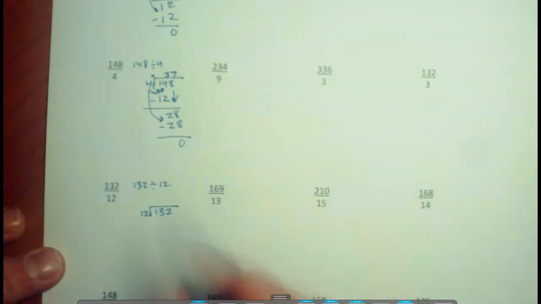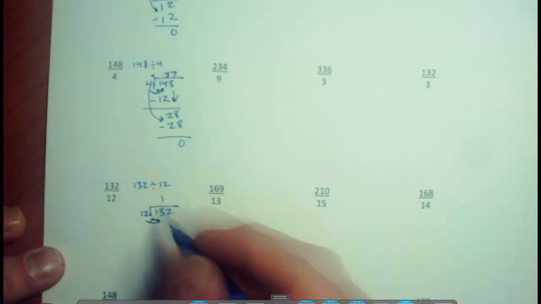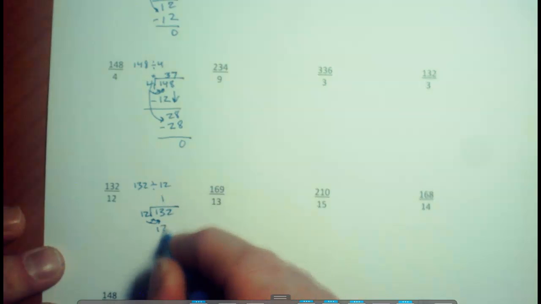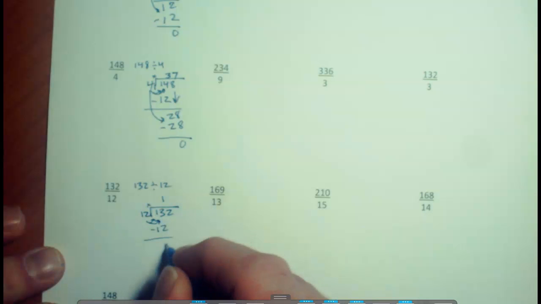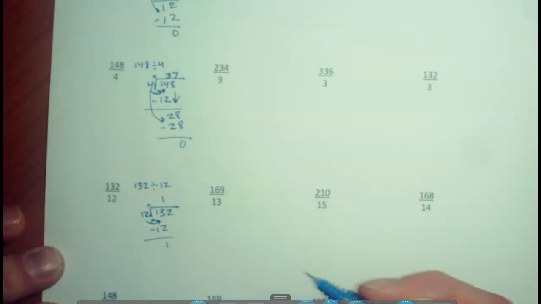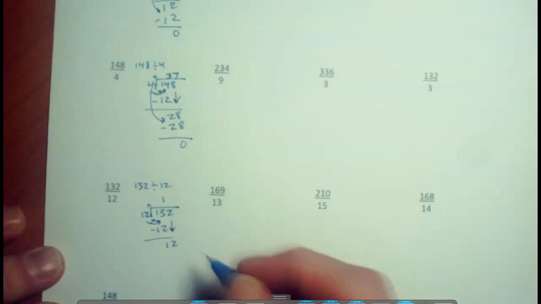divisor. So does 12 fit into 1? No. Does 12 fit into 13? Sure. It goes in there 1 time. So we'll put down the 12. Little times sign up here. We'll subtract it. Well, 3 minus 2 is 1, and then 1 minus 1 is 0. So we have 1 left over. Can bring down that 2.